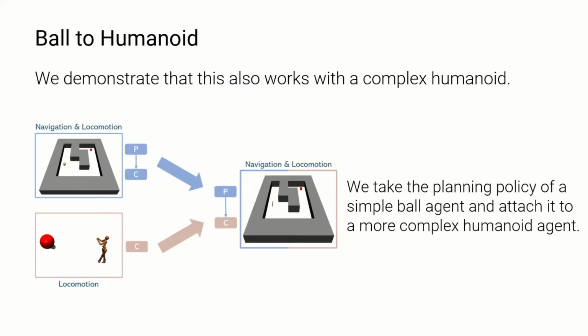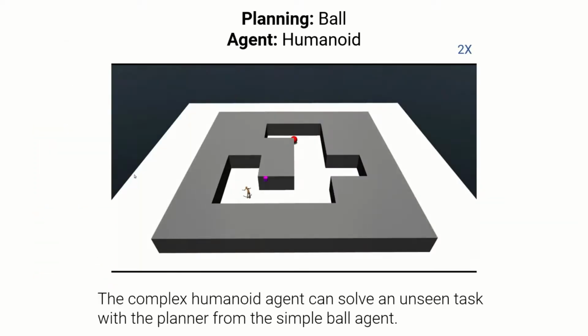We demonstrate that transfer is even possible with a complex humanoid. We again take the planning policy of a simple ball and attach it to a humanoid agent trained to walk towards a relative target. As in the previous experiment, the humanoid can now navigate in unseen environments without any additional training.